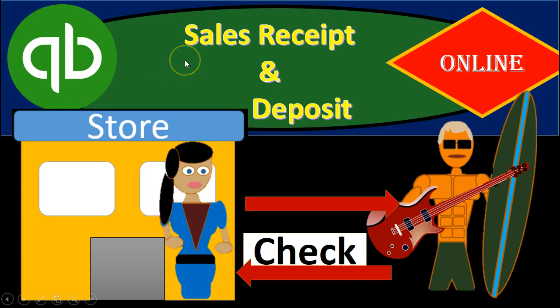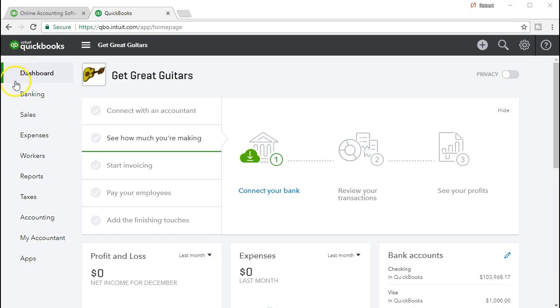Hello, in this presentation we will record a sales receipt and the related deposit within QuickBooks Online. Here we are in the QuickBooks Online dashboard. We will be continuing with the Get Great Guitars problem. We're going to enter a sales receipt and then the deposit for the sales receipts.